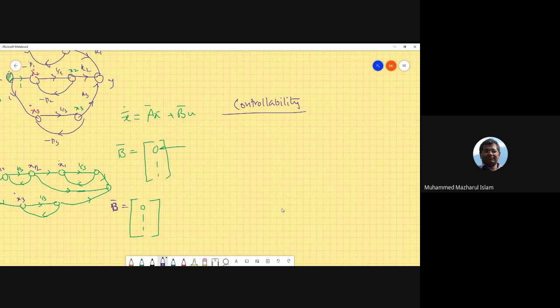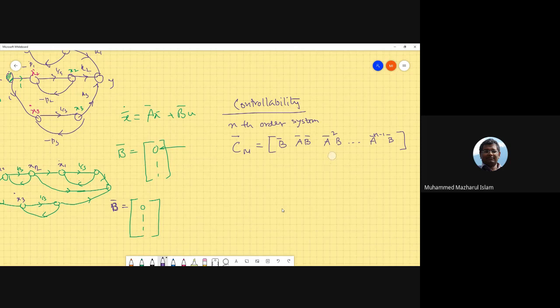The mechanism is to calculate another matrix. The matrix goes like this. The first element is the vector B. The second element is the multiplication of the matrix A and vector B. The third one is A squared times B, and so on up to A to the power n-1 times B, where n is the order of the system. For example, in the previous example 12.1, we had a third order system, so it would go up to this point.